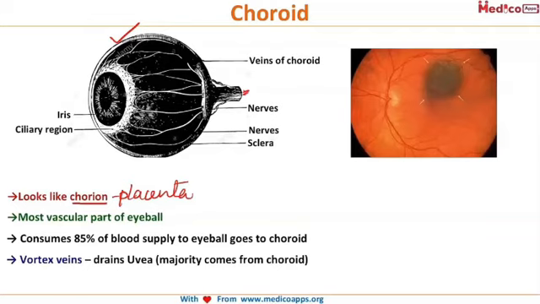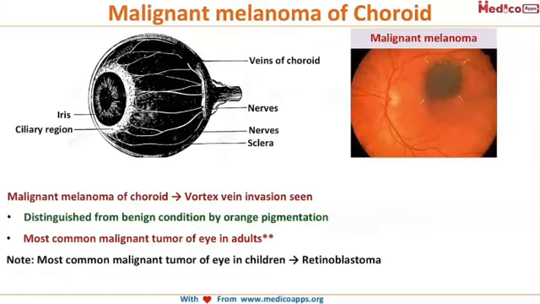Okay, and then its drainage is the vortex veins. The entire uvea is drained by the vortex veins. However, you can understand that majority of this drainage comes from choroid. Now, why would you want to know about the vortex veins? Now, we all know that the most common adult malignancy of the human eye is choroidal malignant melanoma.